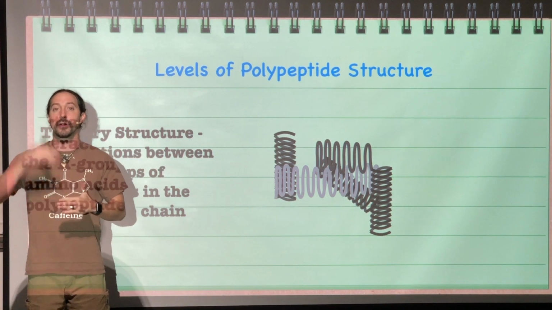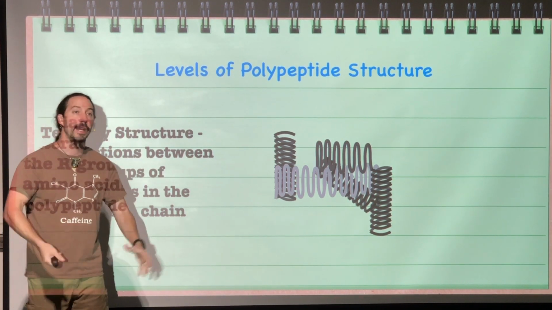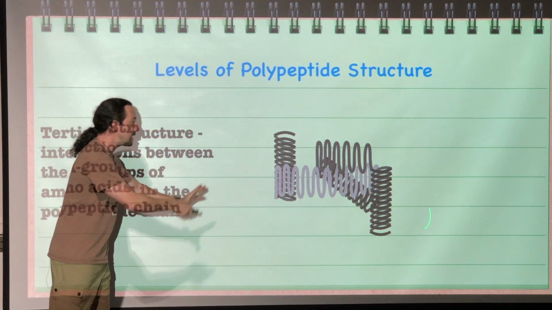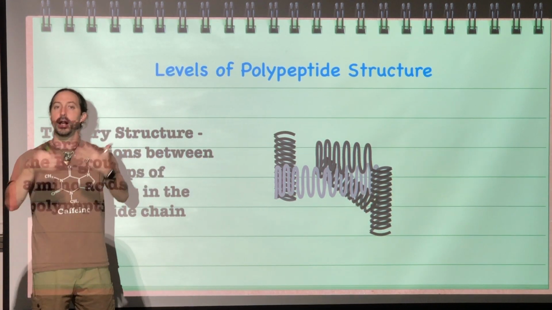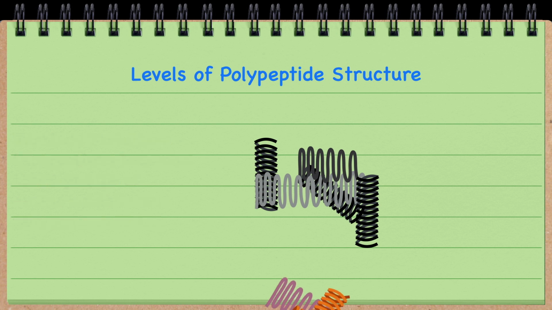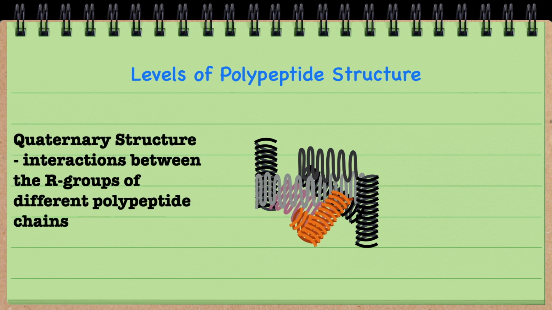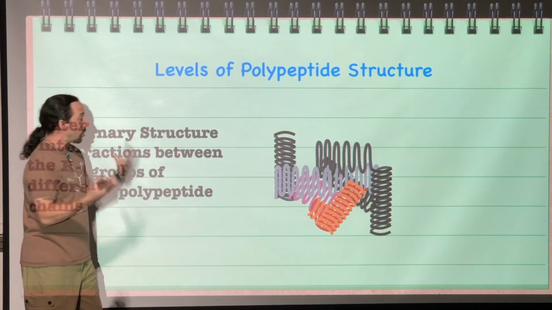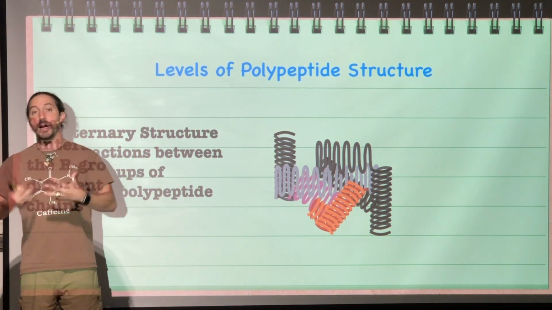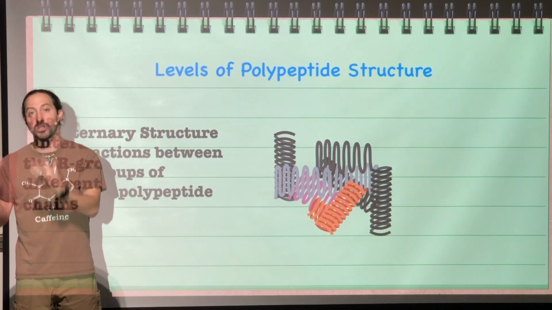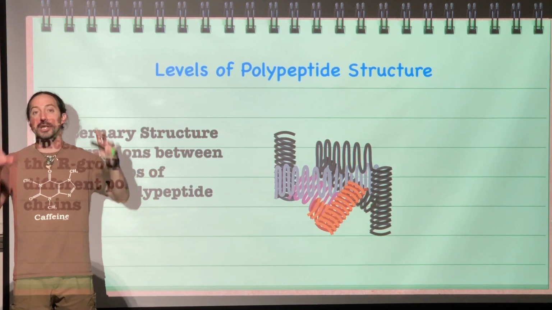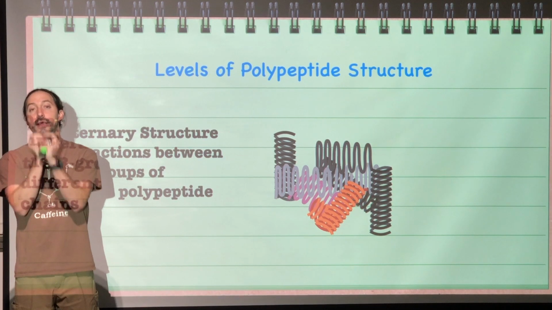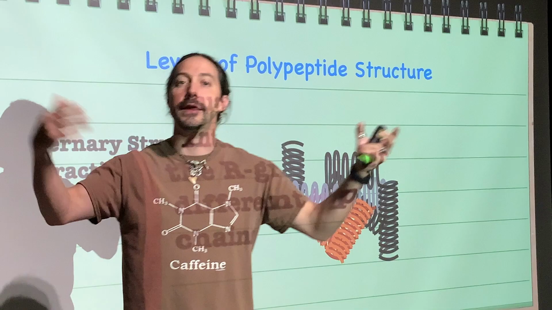But there's another level of structure that can be included. And that next level can maybe take this structure and turn it into a protein. And that is quaternary structure. Quaternary structure means that another polypeptide chain's R groups are going to interact with our original polypeptide chain. And as long as we have multiple polypeptide chains interacting, we have what's called quaternary structure. If, because of these multiple polypeptide chains coming together, they now can perform a specific function, then they're a protein.